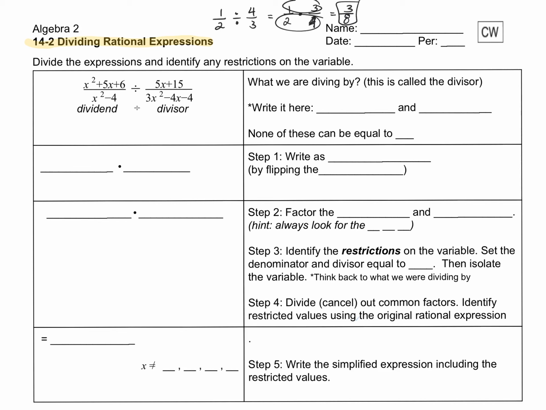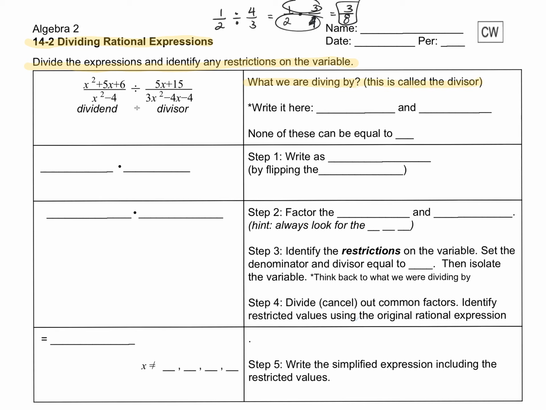So we're going to use something similar to this when we're dividing rational expressions. So let's take a look at our example now. Divide the expressions and identify any restrictions on the variable. From last time, we saw that when we divide, we cannot divide by 0. So I want to think about, when I'm looking at this problem, what are we dividing by? This is called the divisor.